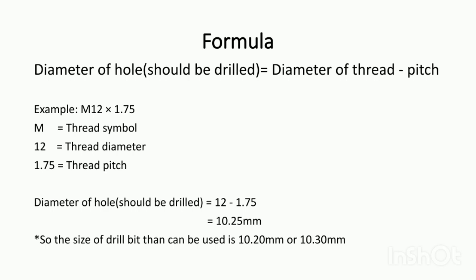Let's take the M12 x 1.75 thread for example, where M is the thread symbol, 12 is the thread diameter, and 1.75 is the thread pitch. Using the formula, just simply subtract the thread pitch from the thread diameter, which is 12 minus 1.75, and we will get 10.25 millimeters, which is the diameter of the hole that should be drilled. So the size of drill bit that can be used is 10.20 millimeters or 10.30 millimeters.